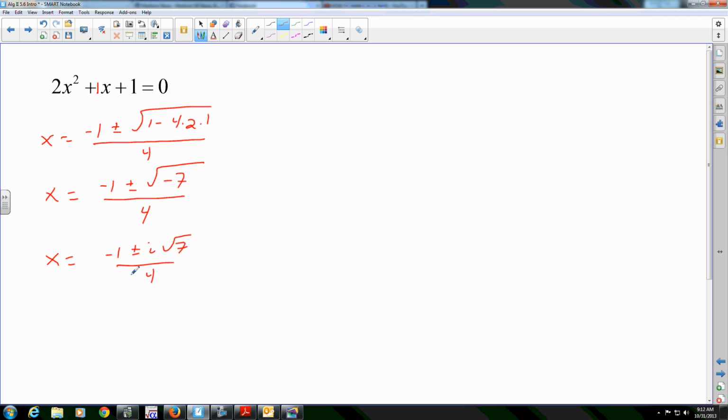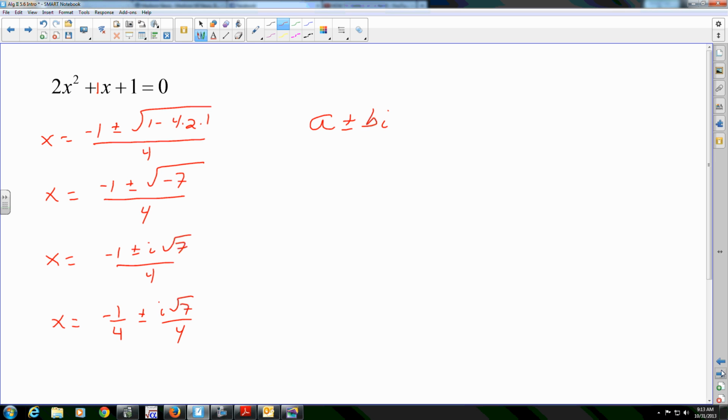And because it has an i, you guys have to split it. You have to separate it. That's just the rule. It says whenever you have a complex number, you need to write it in the a plus or minus bi format. They have to be separate. So plus or minus i square root of 7 over 4. So that would be the way your answer is written.